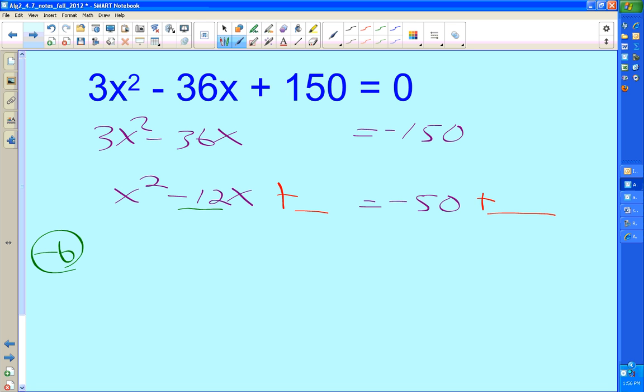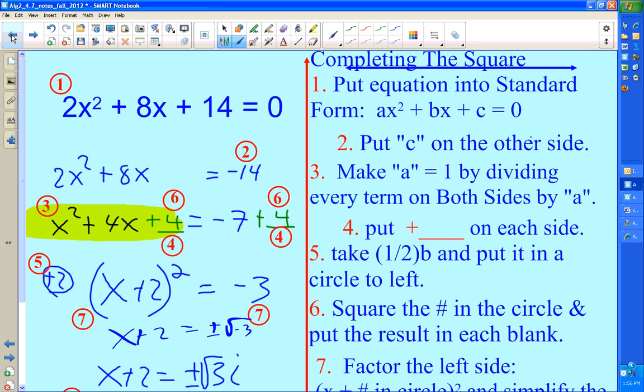What do we do with that number in the circle? Square it. Then put the result in the blanks. So we square the number in the circle and put that result in each of the blanks. On the left-hand side, what do we now have? Why did you make that -6? Half of b goes in a circle to the left. So if you look back here, take half of b and put it in a circle to the left. That's the number that went right here.